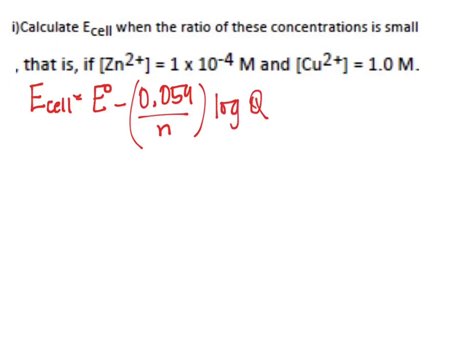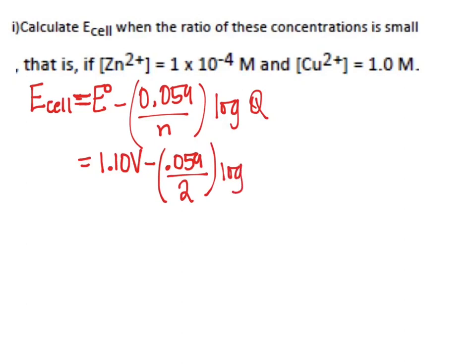You said E cell is equal to E naught? Yes, and this is just continuing what we had. So E naught, what we just found, was 1.1 volts. Minus 0.059. What's our number of moles of electrons? 2. And then we have the log of our products over reactants, which is 0.0001 to the first power over 1.0 to the first power.